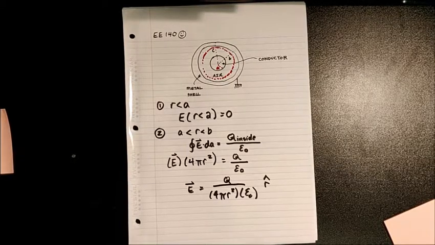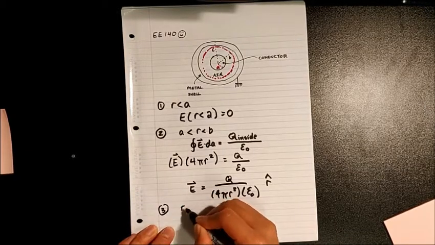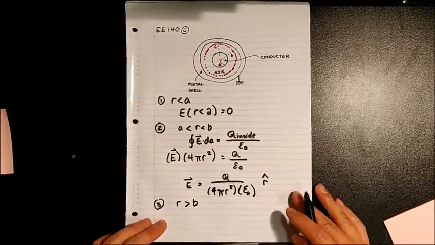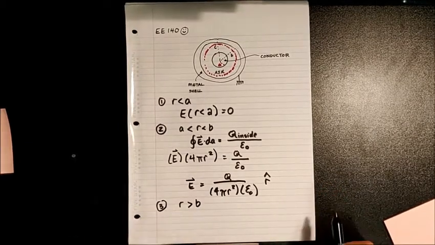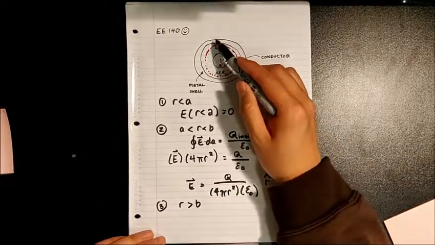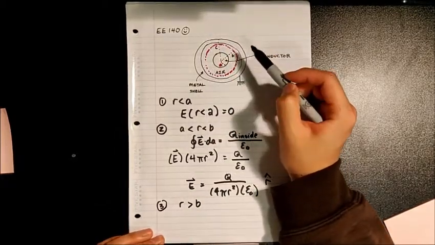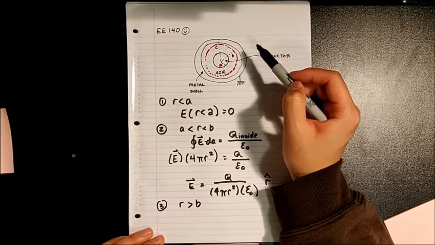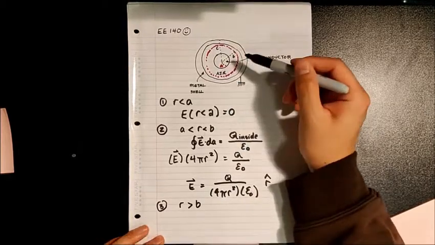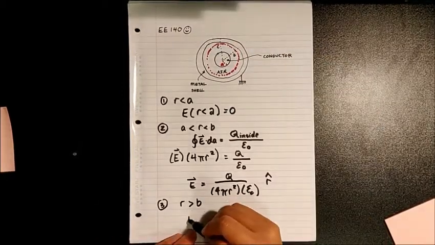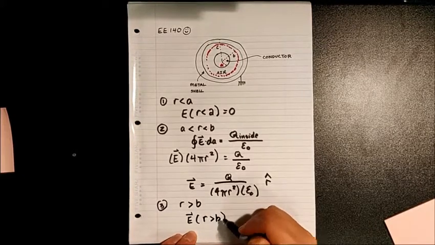So the third part will just be when R is greater than B. So when R is equal to B, which means it will be inside this metal shell or outside the whole sphere, we can just say the electric field will just be 0 because it is a metal shell. And also the outside is grounded. So the electric field is simply 0.